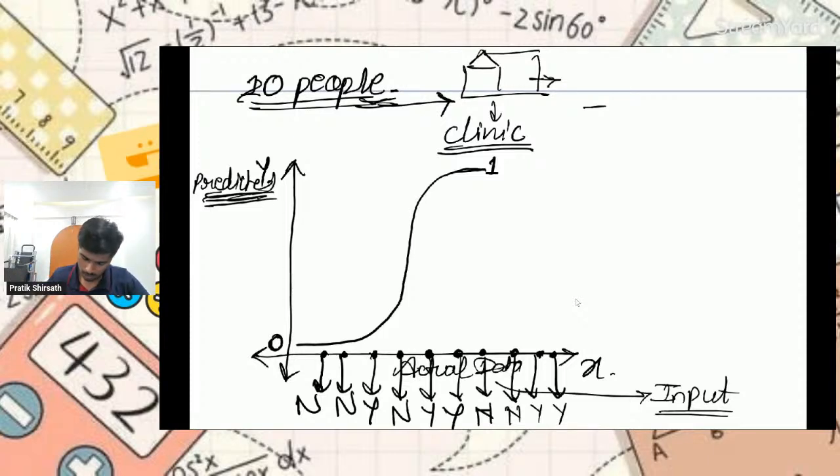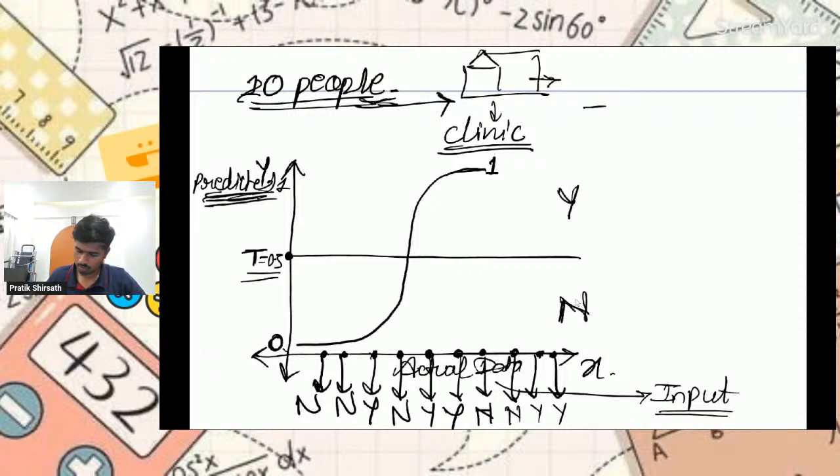Mean line. So let me draw it. This is my threshold. Now, on the scale of 0 to 1, my threshold is set at 0.5. Now above this the prediction is yes, below this the prediction is no. Got it? Simple funda hai, kuch hard nahi hai isme.